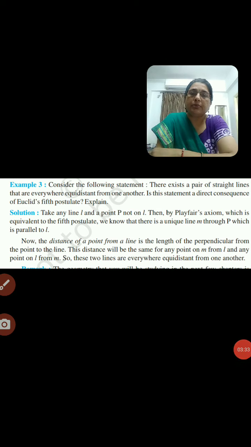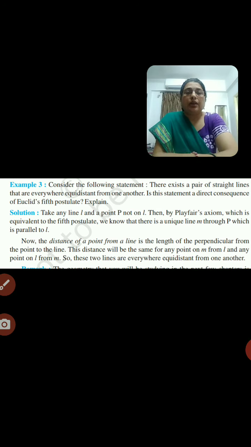Now example number 3. Consider the following statement. There exists a pair of straight lines that are everywhere equidistant from one another. Is this statement a direct consequence of Euclid's fifth postulate? Explain it. First of all, revise that postulate.